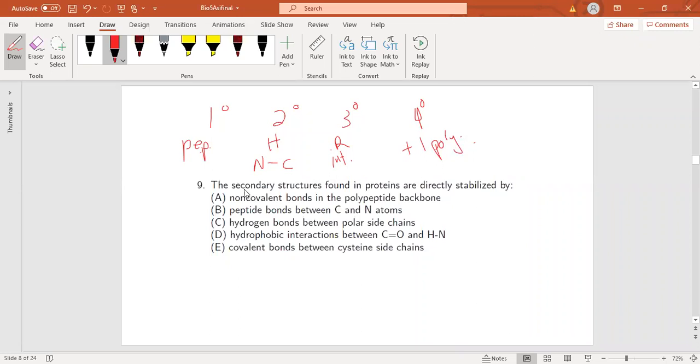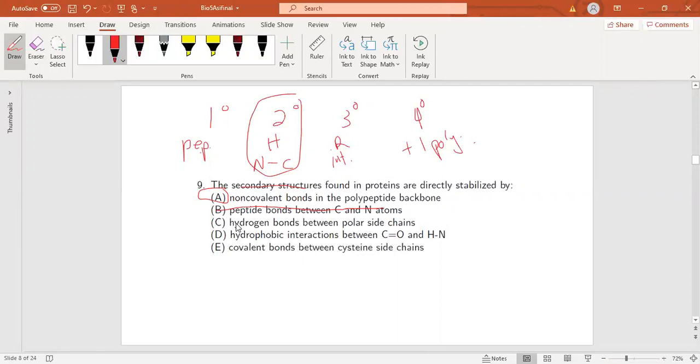So in this case, we're talking about secondary. So let's take a look at each answer choice. So non-covalent bonds in the polypeptide backbone. So non-covalent bonds are hydrogen bonds, right? And in the polypeptide backbone makes sense, as we said, it's between the amino and the carboxylic acid groups. So A looks good for now, so let's circle it. B, peptide bonds between N and C atoms. Peptide bonds are in the primary structure, not the secondary, so we can take that out.